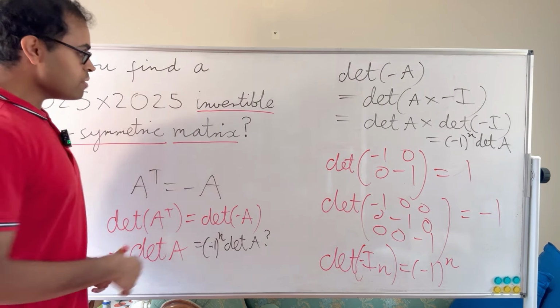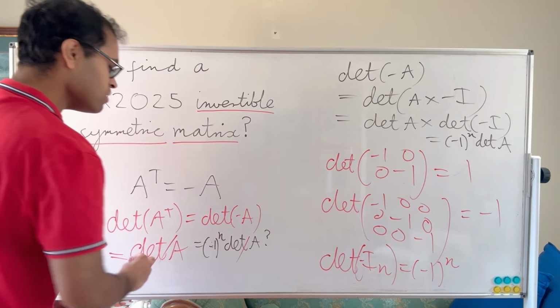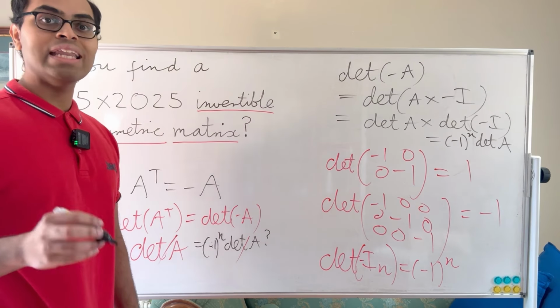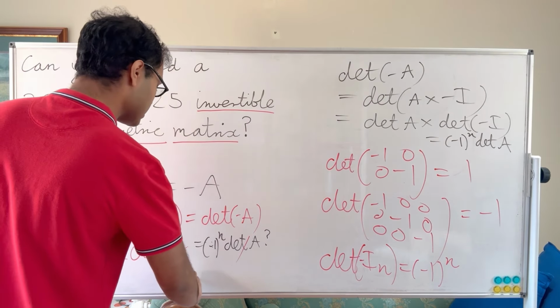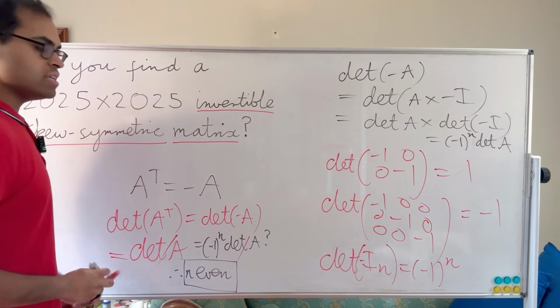And if A is invertible, the determinant is non-zero, we can cancel from both sides, and we get that 1 is equal to minus 1 to the power n, and that can only happen when n is even. Okay, so therefore n has to be even. Skew-symmetric invertible matrices can only exist in even dimensions.